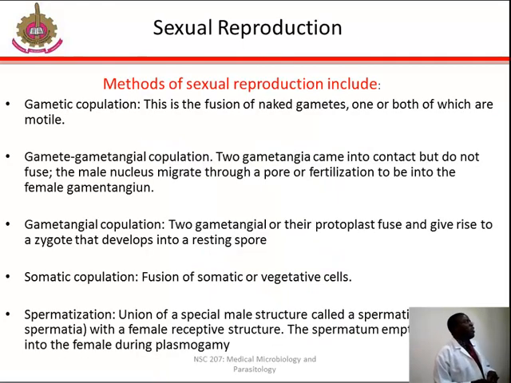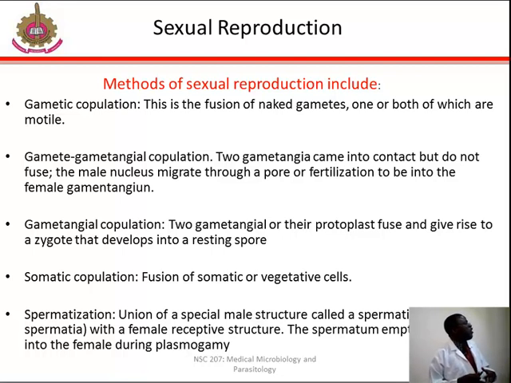Whereas when you talk of sexual reproduction, there are about 5 steps that will take place. The first one is gametic copulation. Copulation is the fusion of naked gametes, one or both of which are motile. You will see them coming together. Then there will be gamete mitochondrial copulation. When two of them come together, they do not fuse. The male nucleus migrates through a spore into the female mitochondrium. Male and female will come together.